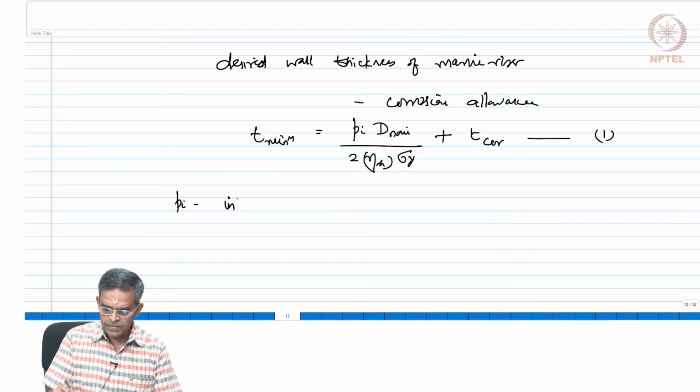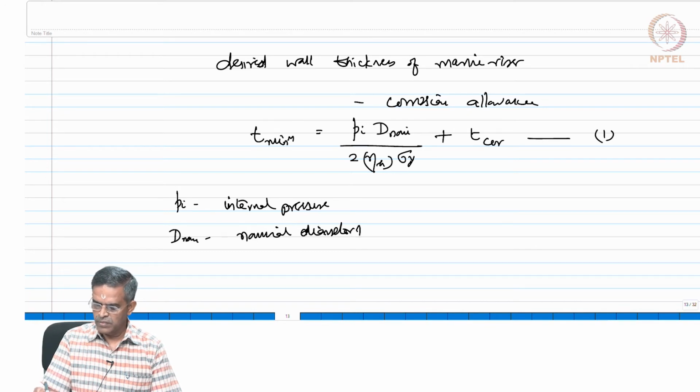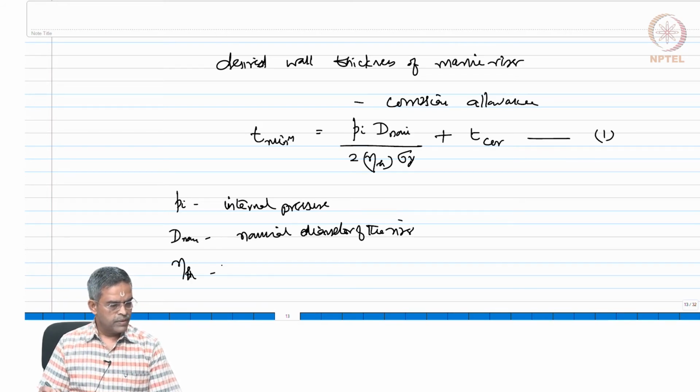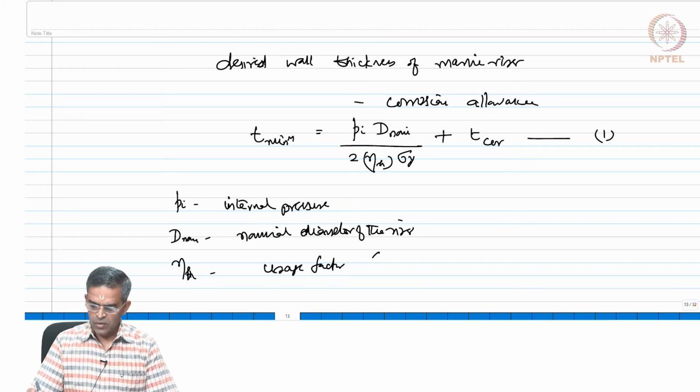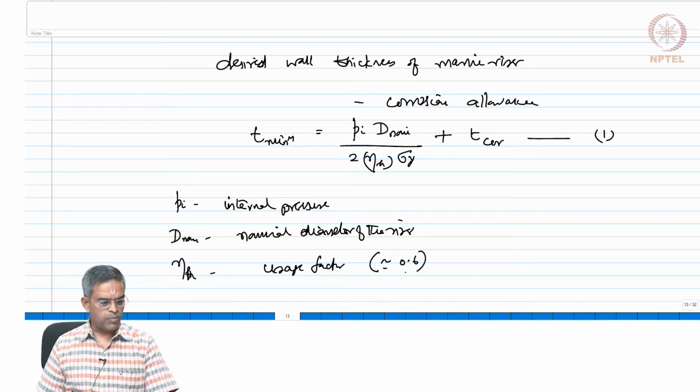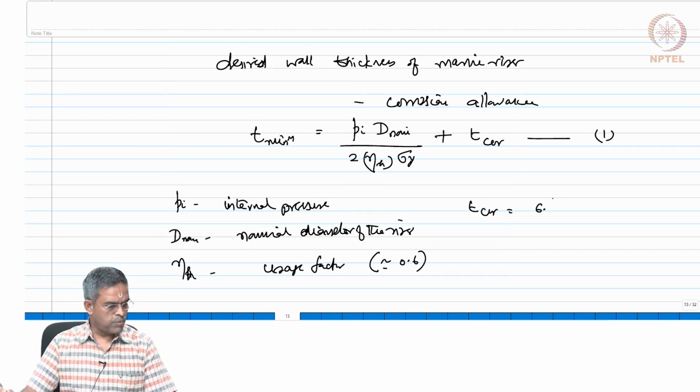whereas Pi is internal pressure, d nominal is the nominal diameter of the member of the riser, eta h is a usage factor, which is a factor used in the design. Usually this value is taken as 0.6, and the corrosion allowance given is about 6.265 millimeters.